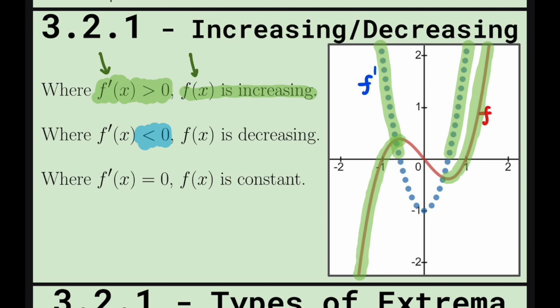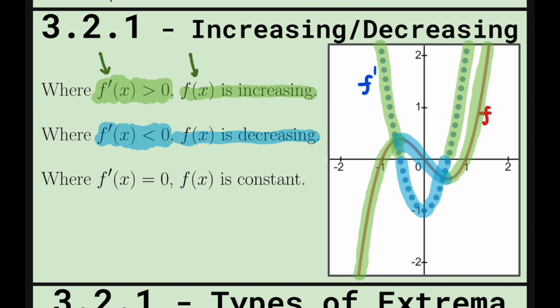Where the derivative is negative, f is decreasing. If you notice this part of the blue down here, the derivative is negative, okay? Because it's those blue dots, that's what represents the derivative. And if you notice, f is actually decreasing on that interval. The red function there, it's highlighted blue now, is going down where the dotted function is negative.